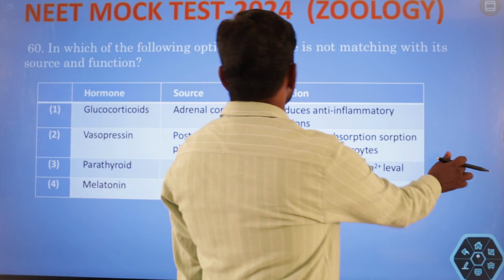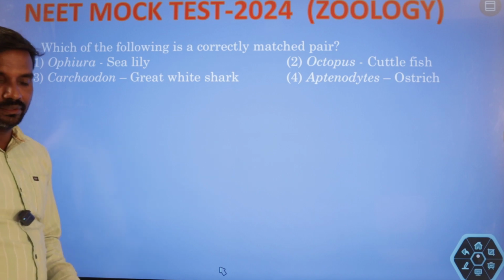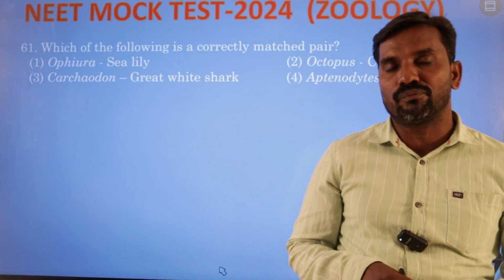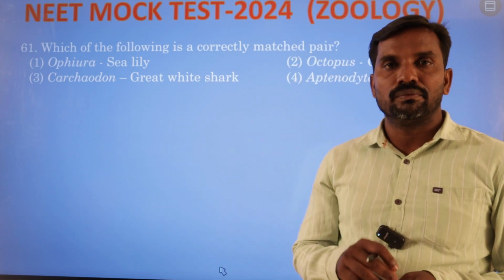Question number 61. So this question is coming from the animal kingdom. Whenever you study animal kingdom, you need to remember the two tabular forms. The first, the classification, is given in the first or second page itself.